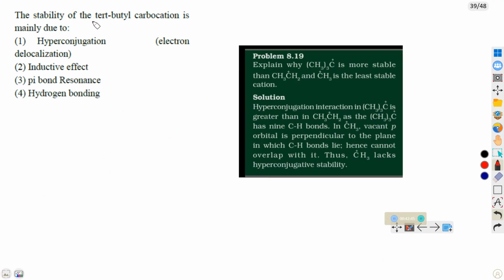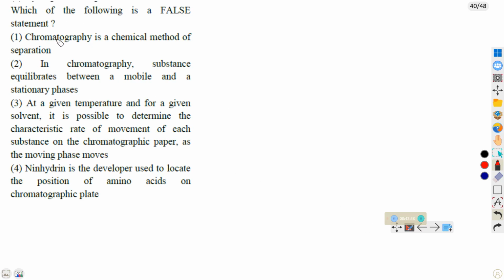The stability of the tertiary butyl carbocation is mainly due to hyperconjugation. Which of the following is a false statement? Chromatography is a chemical method of separation. Wrong. This is the false statement. Chromatography is not a chemical method. Chromatography is a physical method of separation.